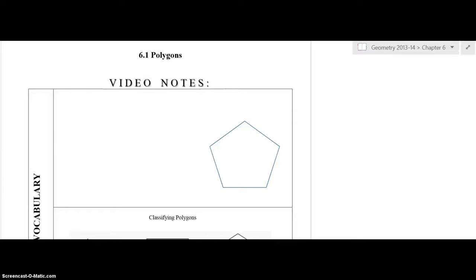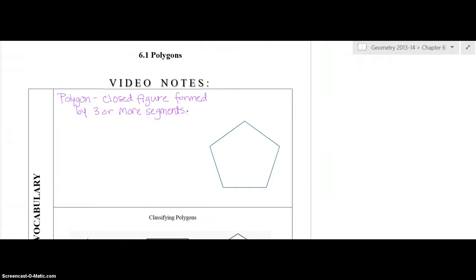Lesson 6.1 is over polygons, so let's first define what a polygon is. A polygon is a closed figure formed by 3 or more segments. So this is a good time to pause and write down the definition before we continue.